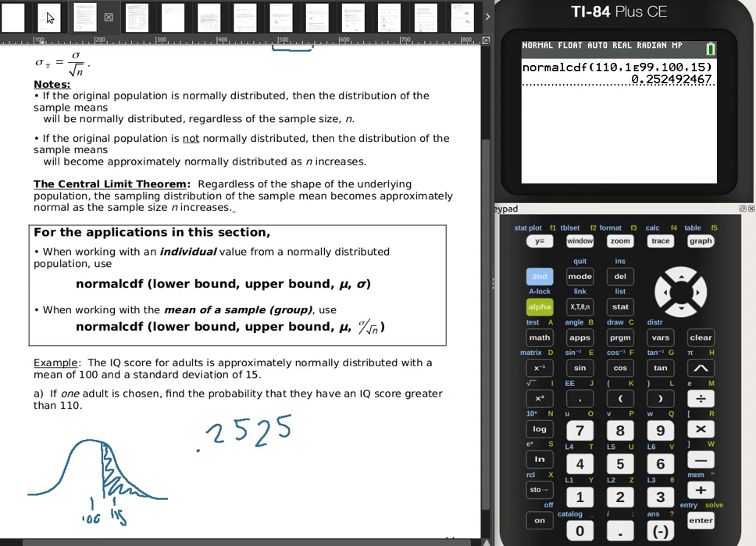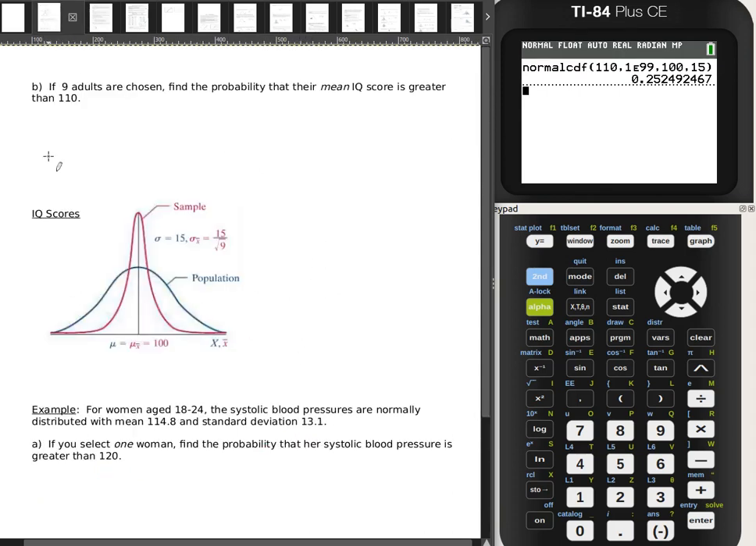So now, what about if we have such a question as this? If 9 adults are chosen, find the probability that their mean IQ score is greater than 110. So what I'm drawing now is not the same picture as what we had before. This distribution is going to be the distribution of the sample mean. And we're taking samples of size 9.